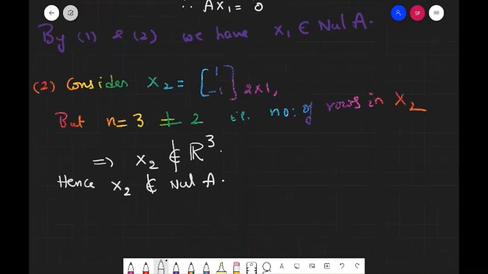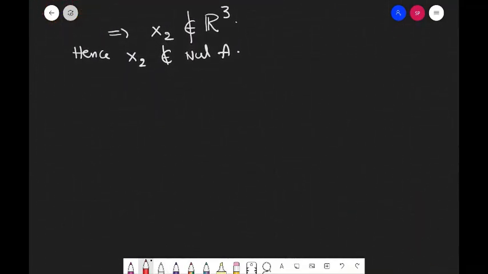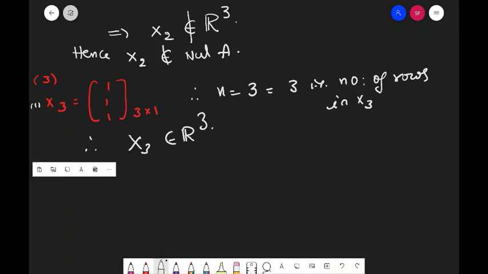Now let us look at x3. What do we have for x3? x3 is the third one. x3 is equal to 1, 1, 1. What is its order? It is 3 rows and 1 column. So I have here, therefore, n is equal to 3, which is equal to the number of rows in x3. Therefore, x3 belongs to R3. First condition is satisfied.